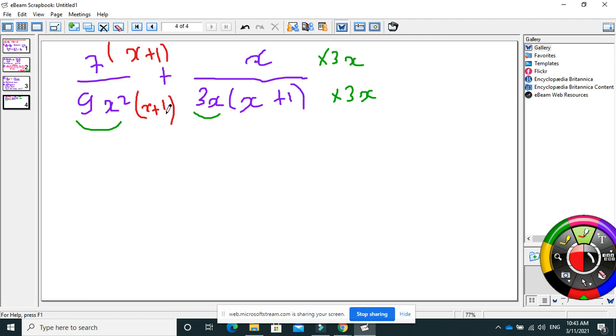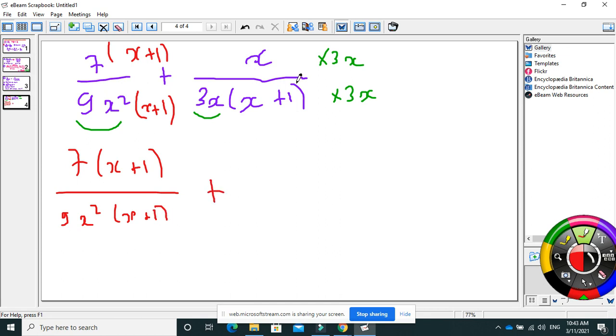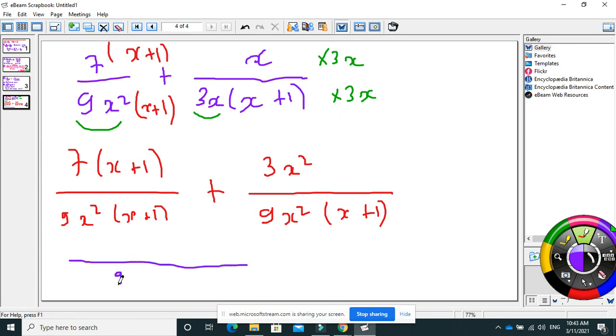So if I multiply the first one, I will have 7 times x plus 1 over 9x squared times x plus 1, plus, here I will have 3x times 3x squared, no wait, look at this one: 3x times 3x is 9x squared times x plus 1. I have now the same denominator. So I can put it all under the same denominator, 9x squared times x plus 1. And then now I have the possibility to add.